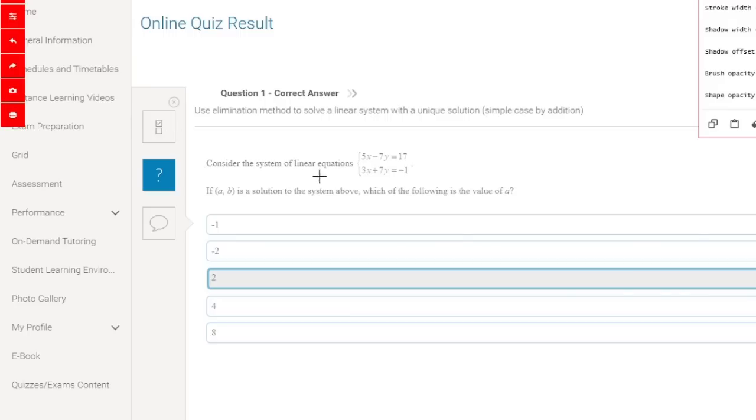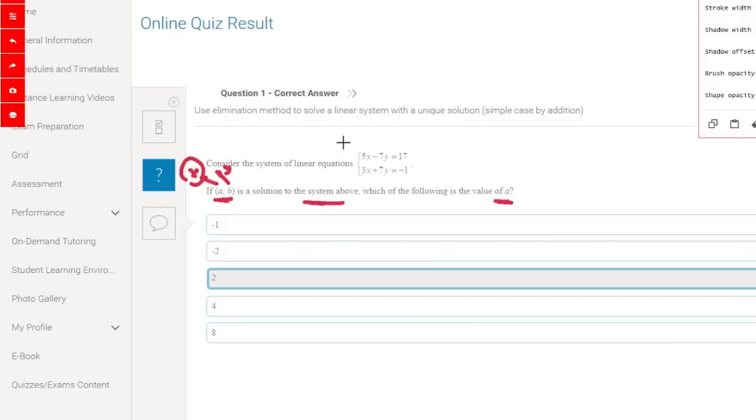Consider the system of linear equations 5x minus 7y equals 17 and 3x plus 7y equals minus 1. If (a, b) is a solution to the system above, where (a, b) is a point, a is x and b is y, which of the following is a value of a? We need to get the value of x. So let's have a look at this linear equation. We have 5x minus 7y equals 17 and 3x plus 7y equals minus 1.